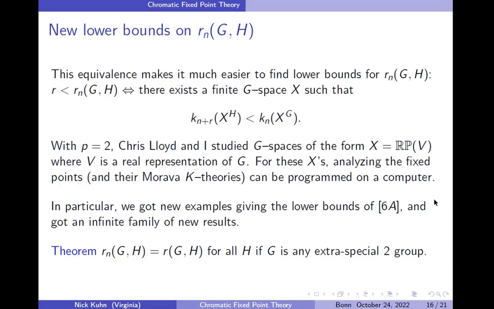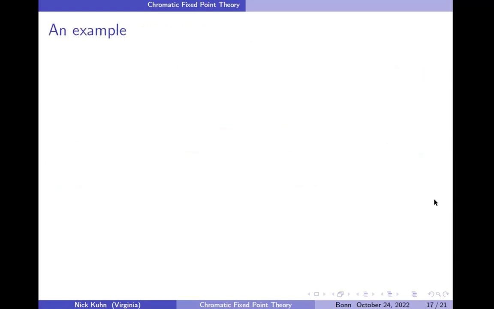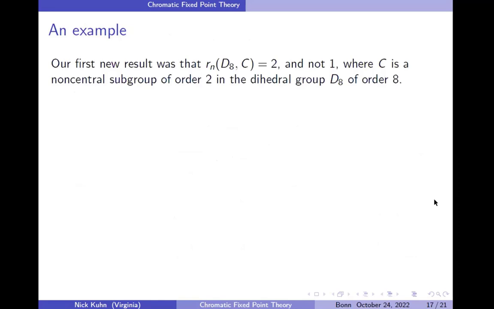And let me just show you the very first example. So the first new result, this is what couldn't be done by the 6 authors' methods. If you had just a dihedral group of order 8, and it has various elements of order 2 in there, but some of the elements of order 2 are not central.